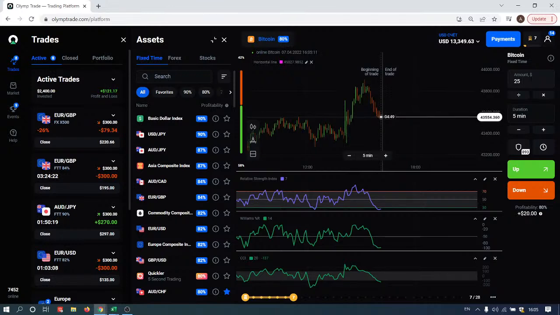This strategy has a certain set of indicators. These indicators are the RSI, the relative strength index with a period of 7, which is very quick, very sharp. The next one is Williams percent R, and the last one is the commodity channel index, or CCI for short.